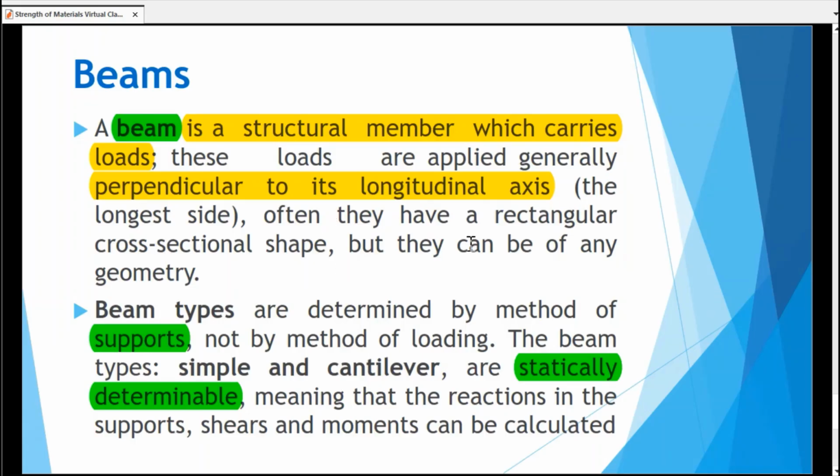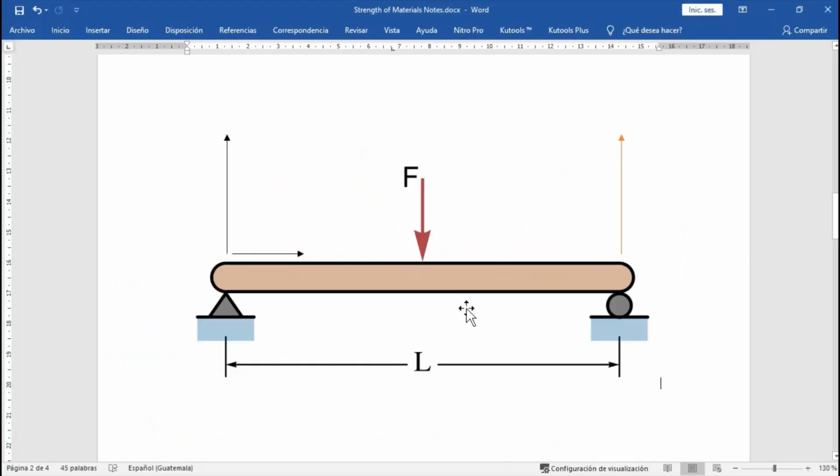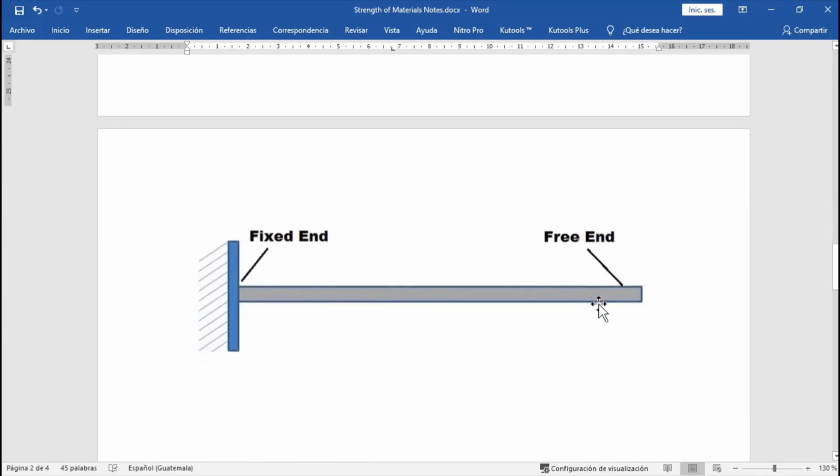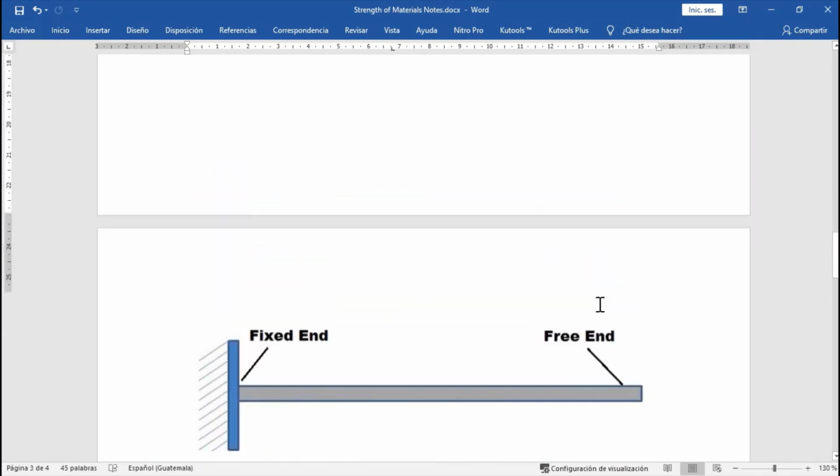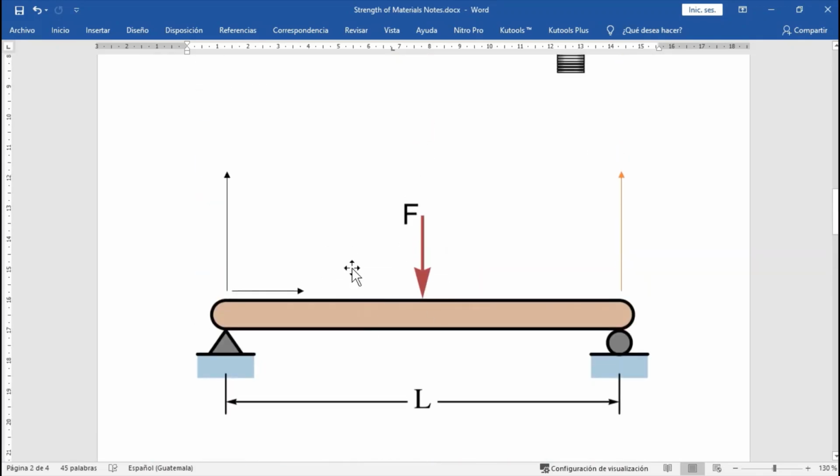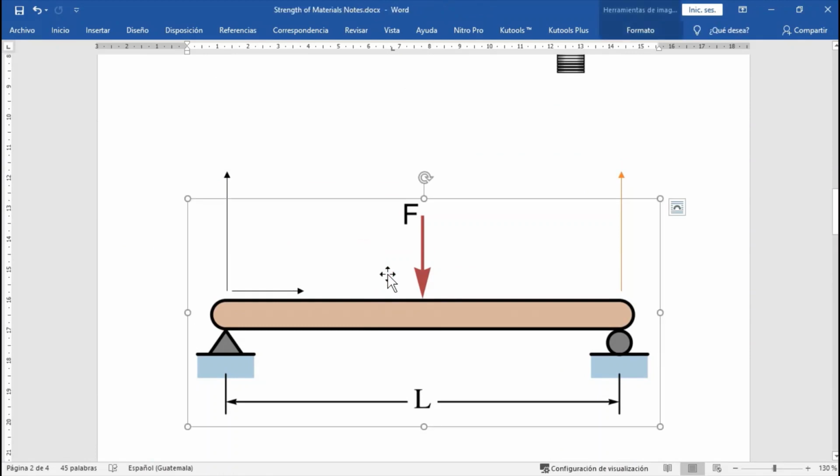We were talking about the two types of beams, simple and cantilever. Let's check them. Now, this is a simple one, okay? The original one. It is on two reactions. This is a simple one.